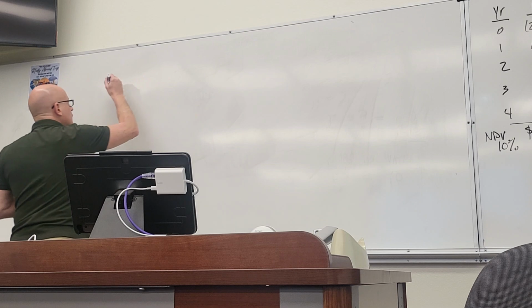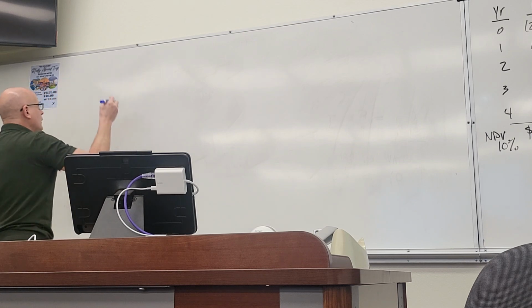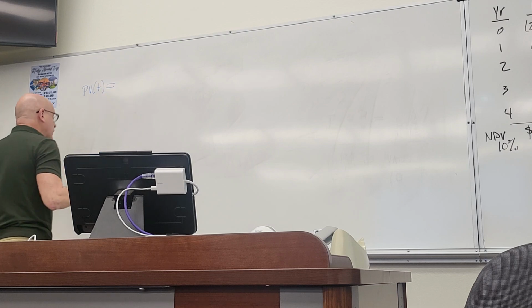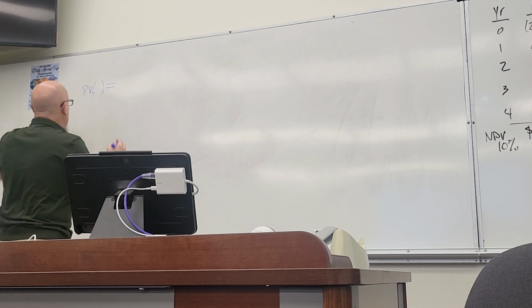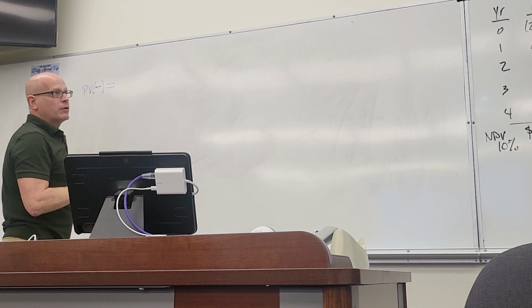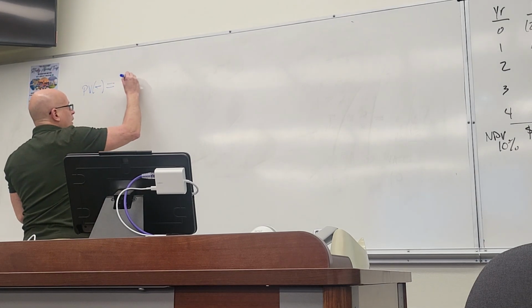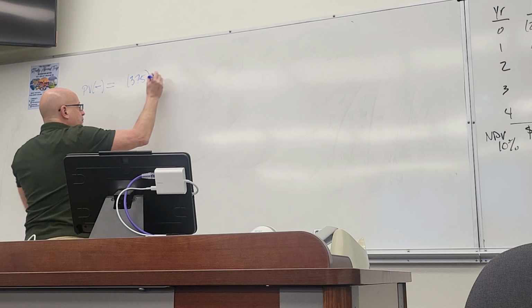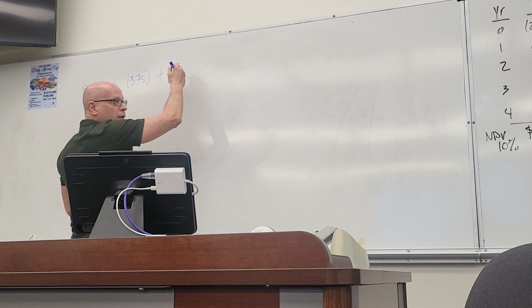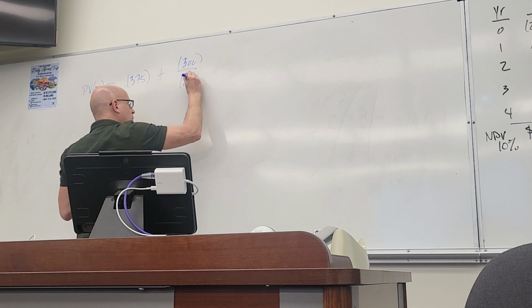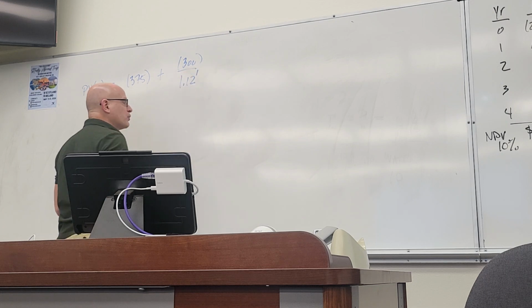Okay, let's see. Let's get my PV of all my negative cash flows. So I've got the initial cash flow at time 0, minus 375. And then I've got year 1, minus 300. I'm going to discount that at my cost of capital, 12%, for a year.